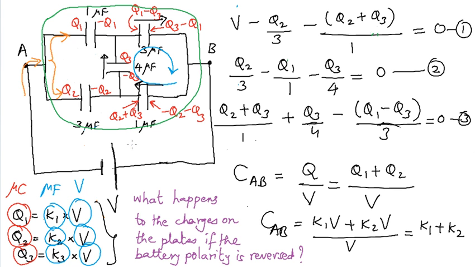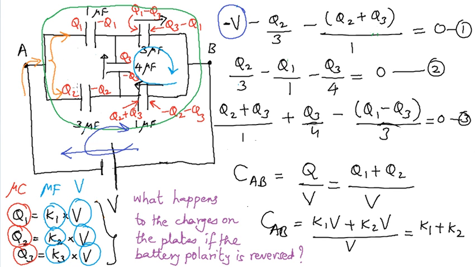So we choose to traverse this loop once again in the clockwise direction as before, and we realize that there is a change in one of the terms in equation 1. That is, when we travel through the battery from right to left as before, the potential difference that we encounter is no longer V, but rather it is minus V, and therefore it is this term which is going to change. We are going to attach a minus sign over here. Instead of V, we have minus V.